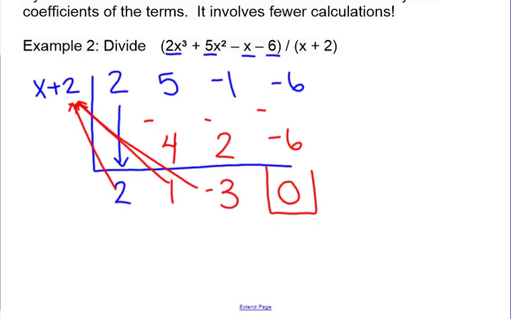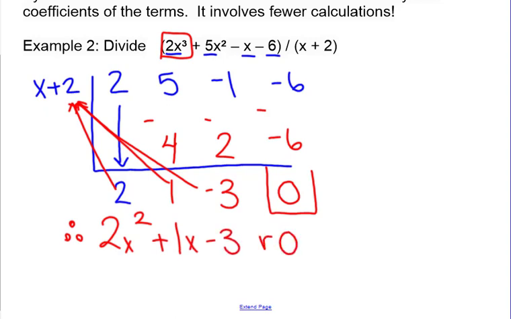So now we're going to fill in what we know. So when we divide, our 2, 1, and our negative 3 are all the coefficients of the x's in our answer. And so you start, we had x cubed. Our answer starts 1 lower. So 2x squared, squared being 1 lower than cubed. And then you just keep filling it in. Plus 1x subtract 3, remainder 0.